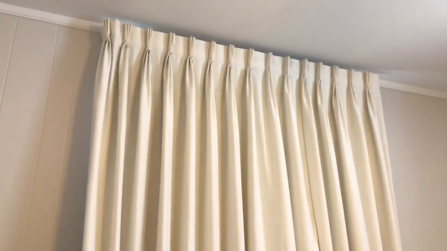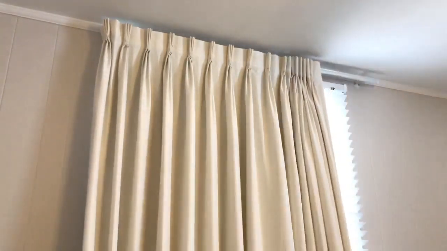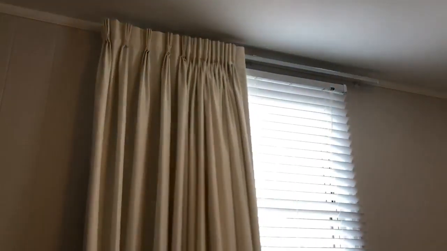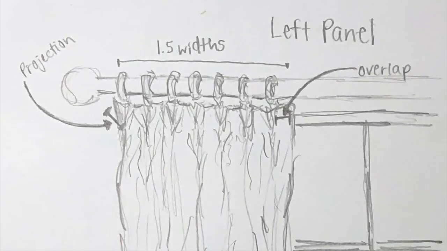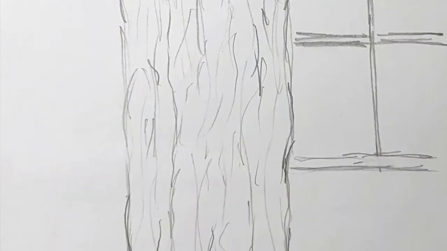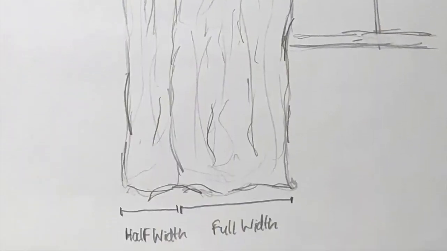So, to recap, for a left panel, the drapery will stack back on the left side of the window. The projection side going back to the wall is on the left, and the half width, if applicable, will be sewn onto the left, and vice versa for a right panel.